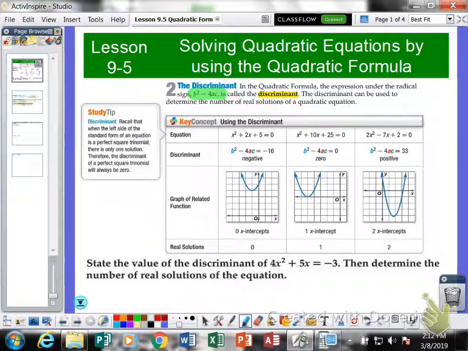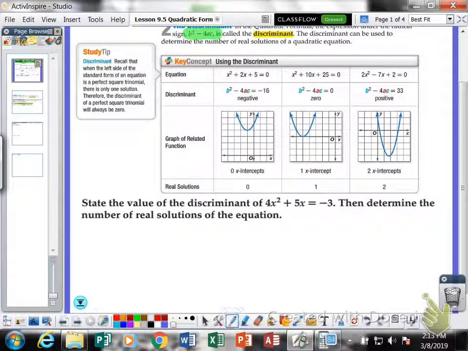So let's just practice. State the value of the discriminant of 4x squared plus 5x equals negative 3. The first thing we need to do is make sure that it's in the form ax squared plus bx plus c equals 0. So I would rewrite this equation as 4x squared plus 5x, and I want to add 3 to both sides because I want to bring that 3 over. So plus 3 equals 0.